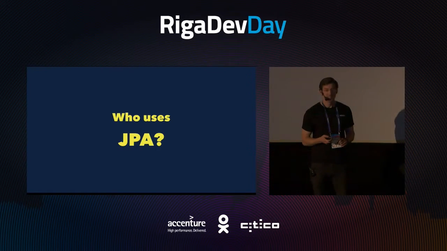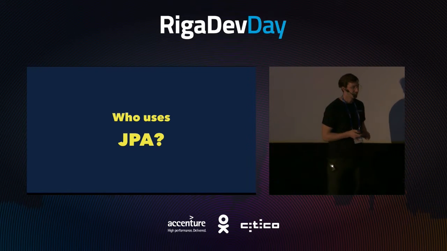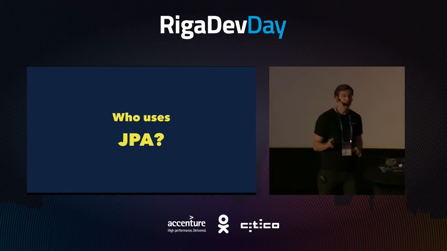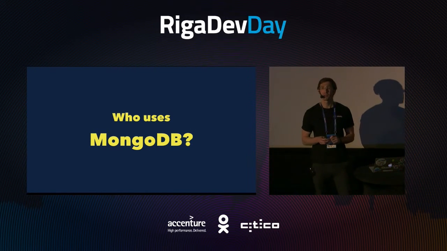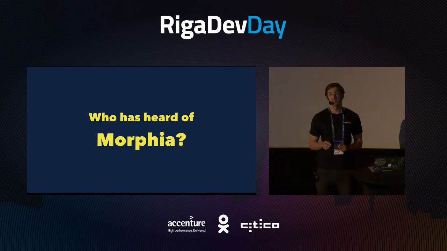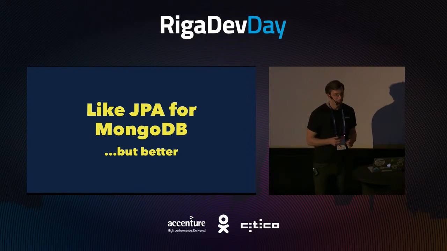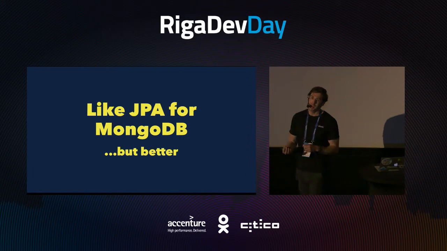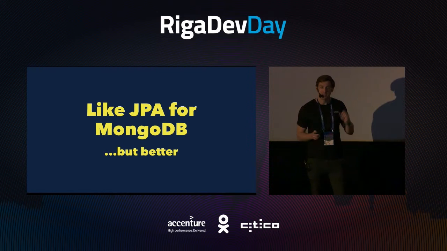So let's see, who uses JPA? Okay, we'll talk about that a bit later. Who uses MongoDB? Okay, also a few. Who has heard, not used, heard of Morphia? Okay, nice. Who has used Morphia? Okay, one. Even better. So let's just say it's like JPA for MongoDB, but better. We'll come to the better in a bit.